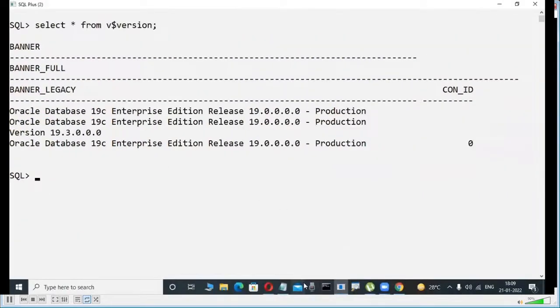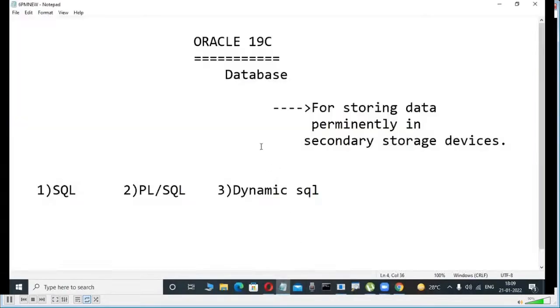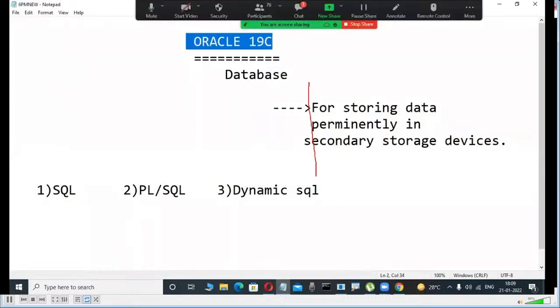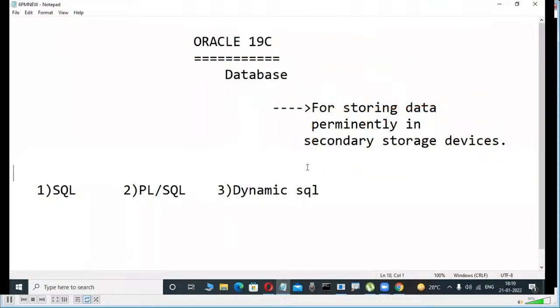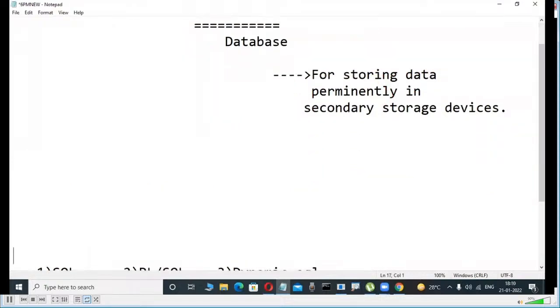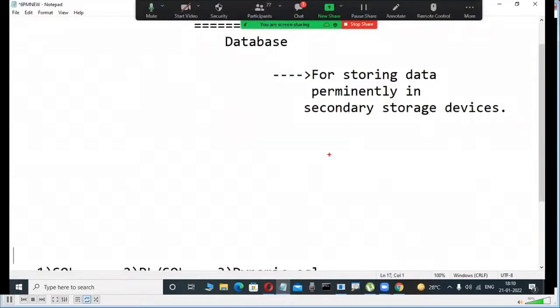What does database mean? Once we install Oracle software, some place is automatically created on the disk. In this place, we permanently store data. These types of databases are relational databases, and these database software have been available from 1970 onwards.